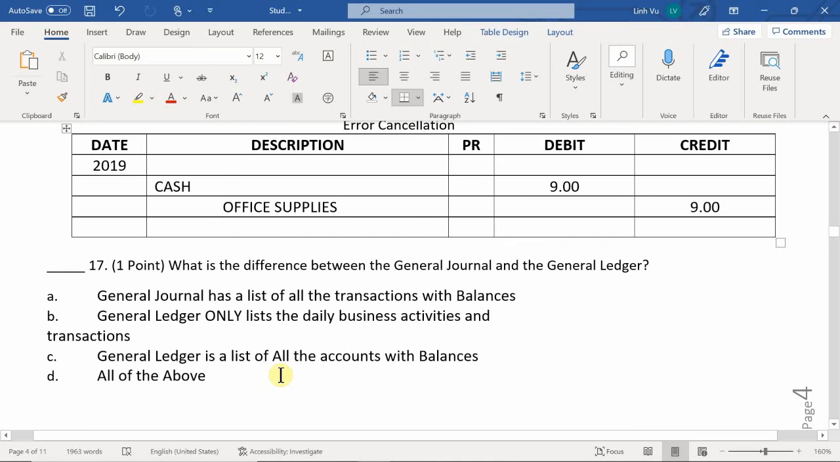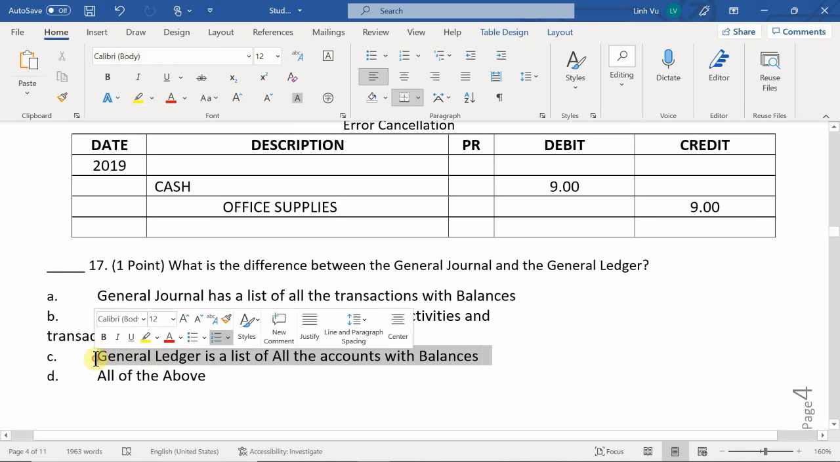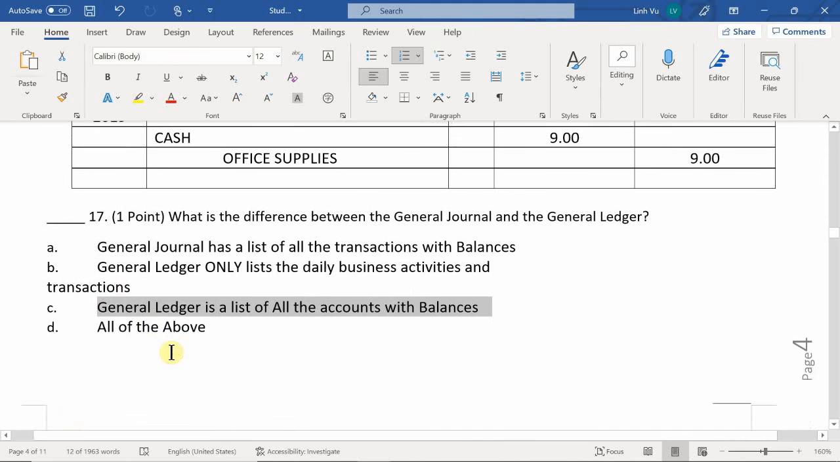All right, number 17. Okay. What is the difference between the general journal and the general ledger? C. Let's see. The general ledger is a list of all accounts with balances. Okay. So C is correct. General journal has a list of all the transactions with balances. No, that's not true. The general ledger only lists the daily transactions. So in this case, letter C is correct, right? The general ledger is a list of all the accounts with their account balances. Right? Good.